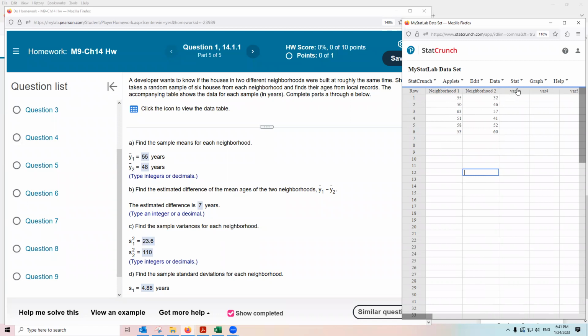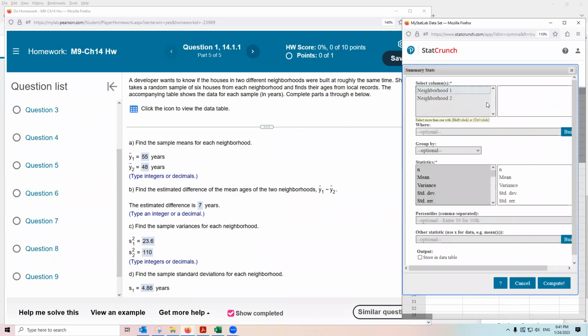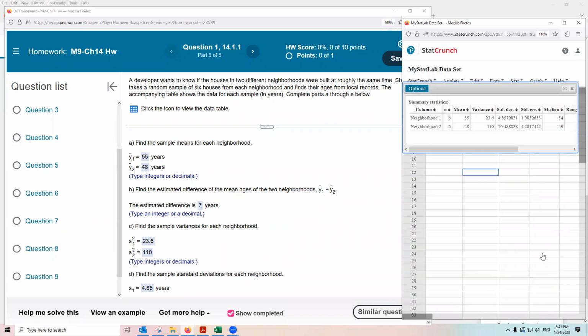Well, an easy way to get StatCrunch to do that for you is go to Stat, Summary Stats, Columns. And I'm going to select here with my mouse neighborhood 1 and neighborhood 2. And then I'm just going to click Compute. And so what StatCrunch does for me is calculate the mean. So here's the mean. Here's the variance, and here's the standard deviation. So that's going to answer the mean, the variance, and the sample standard deviation questions, right? Those are all given to me in the StatCrunch output.